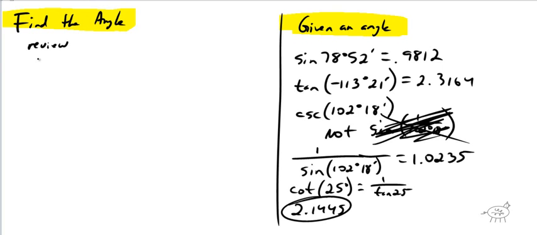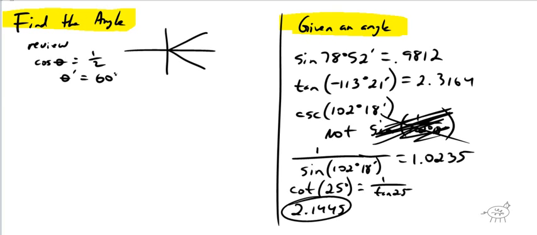Remember when I gave you guys cosine of theta is equal to 1/2? And you went, oh, okay. Let's see, I got two answers here. So cosine is positive here and here. And you found the reference angle to be cosine of what is 1/2. You said, oh, it's 60 degrees. Okay, so then you told me your answer is theta equals 60 and 300 degrees, right? Remember that? Not very long ago.